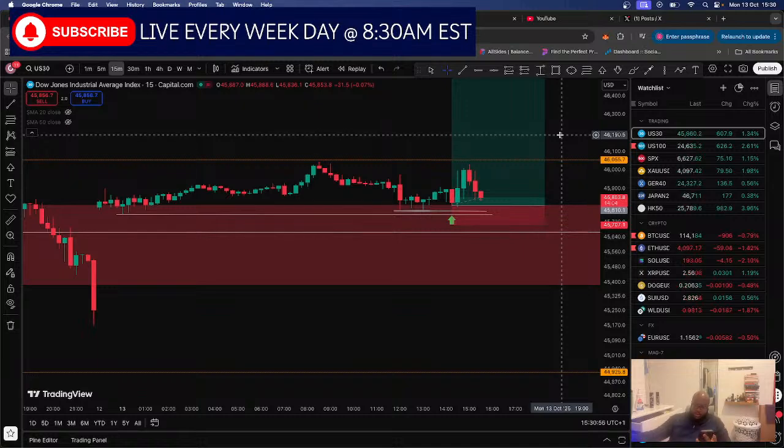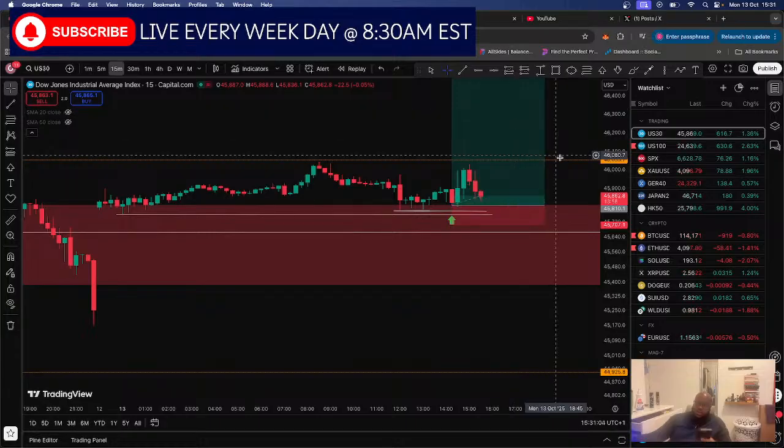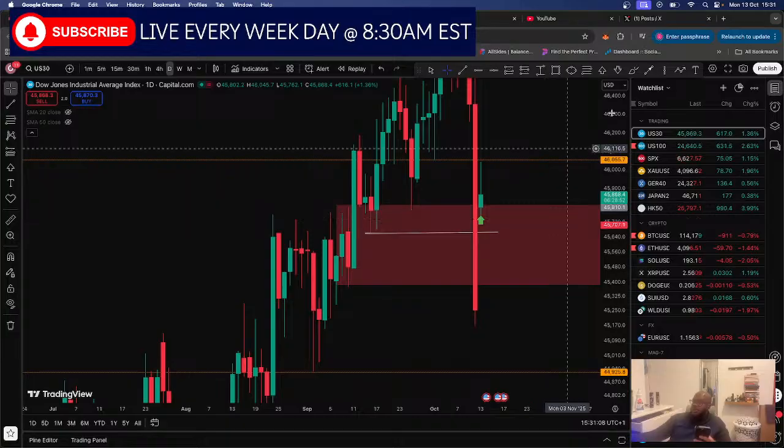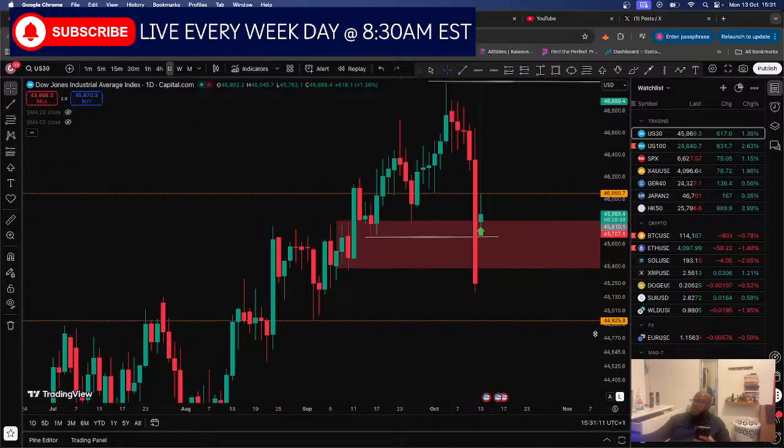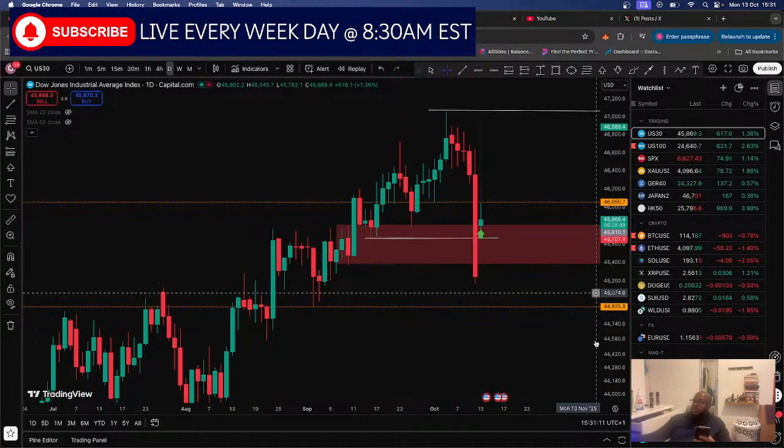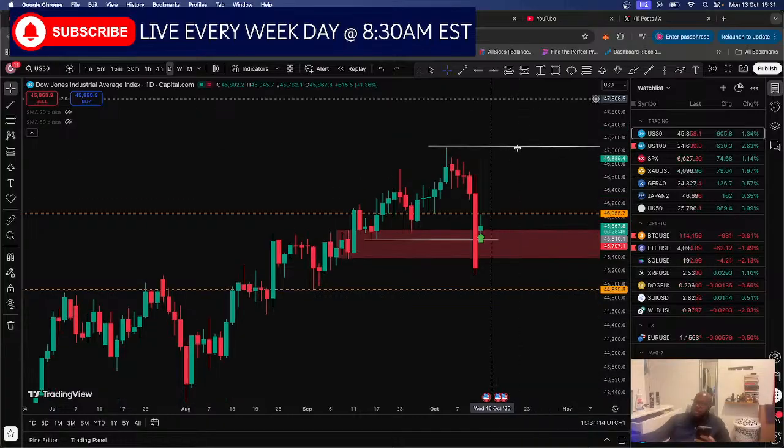Alright, let's see. So I got an external target on this trade. External target is external liquidity, which is all the way up there. So at some point it should get up there if we get above this order block.